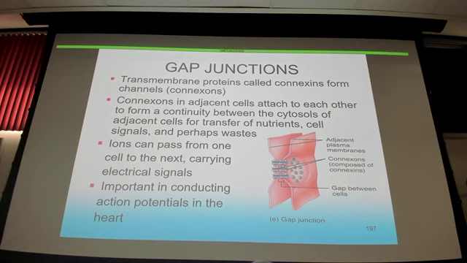Gap junctions. Gap junctions have proteins. All of these have transmembrane proteins. What's going to make a connection between one cell and the next with a gap junction is what's called a connexin. And a connexin is just a channel. Okay? And so you're going to see that there's a channel that goes from one cell to the next.